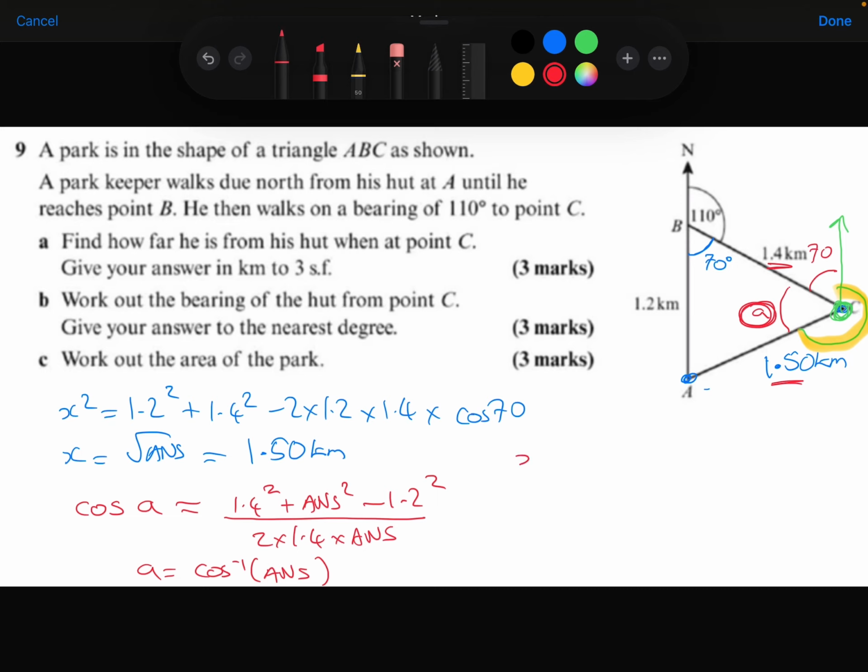And like I said before, if I then do 360 minus my answer minus the 70 degrees, that tells me that the bearing that I want is 241 degrees. That's this angle here.